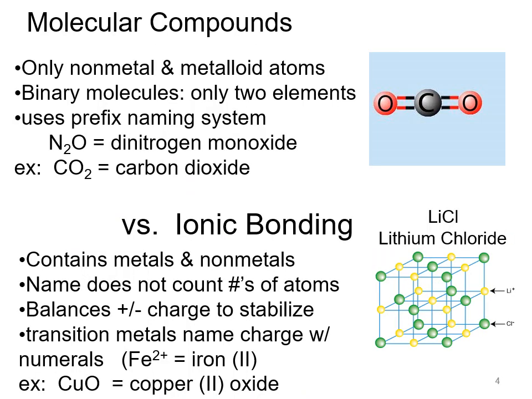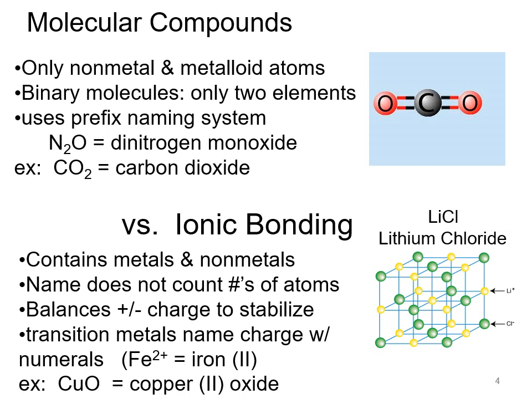Now, where this gets really tricky is that on this test, I'm going to switch back and forth between molecular compounds and ionic compounds, and I expect you to know which one is which. The easiest way to tell is that molecular compounds do not contain metals. The ionic compounds do. And that's the biggest difference.